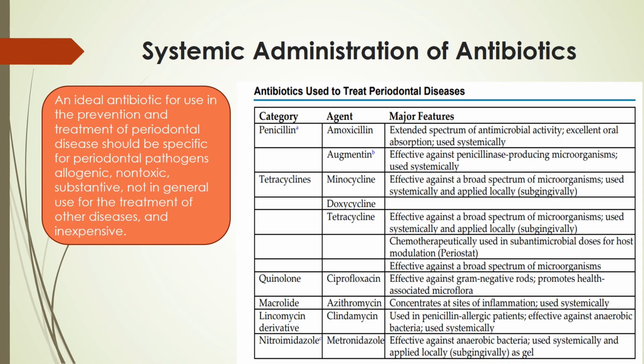So, these are some of the antibiotics used to treat periodontal diseases. There is penicillin, under that amoxicillin, which has an extended spectrum of antimicrobial activity and excellent oral absorption, used systemically. Then coming to the Augmentin, it is effective against penicillinase producing microorganisms, used systemically. And tetracycline, there is minocycline, doxycycline, tetracycline. They are broad spectrum against microorganisms, used both systemically and locally. Tetracycline also broad spectrum, and it can be used systemically or locally.